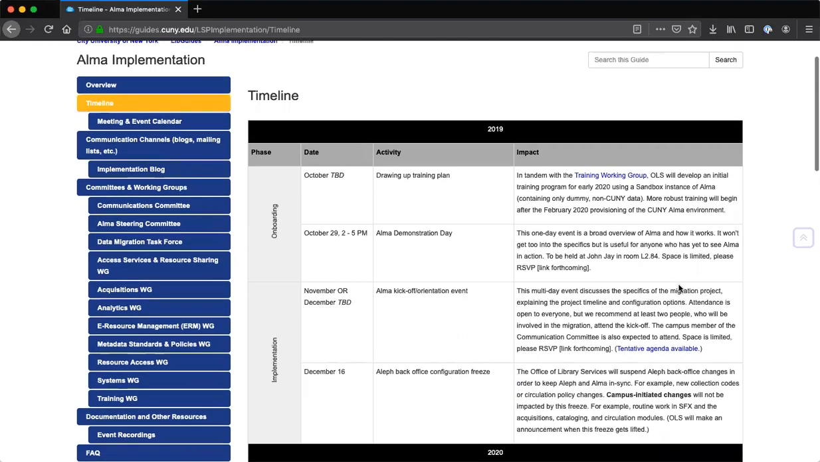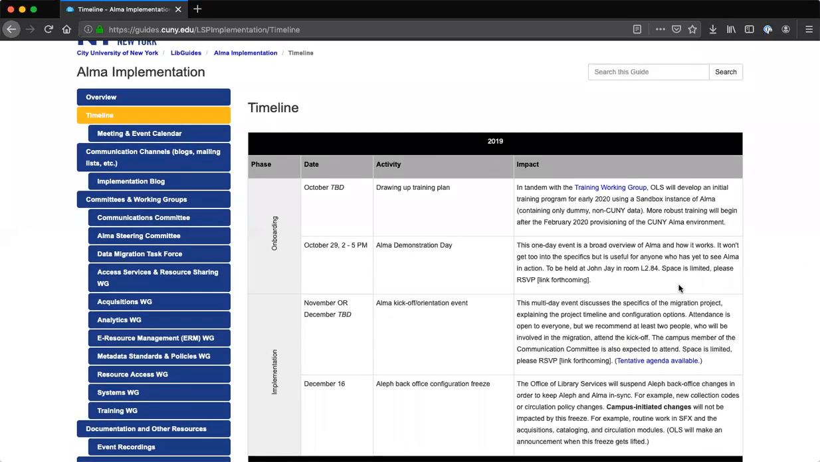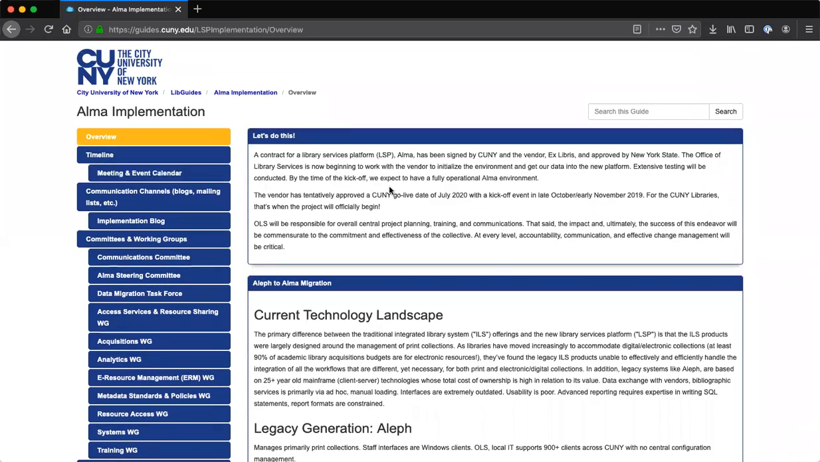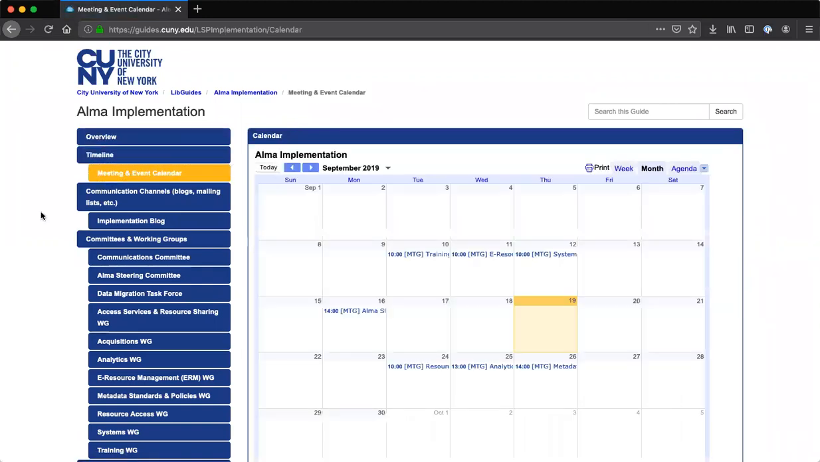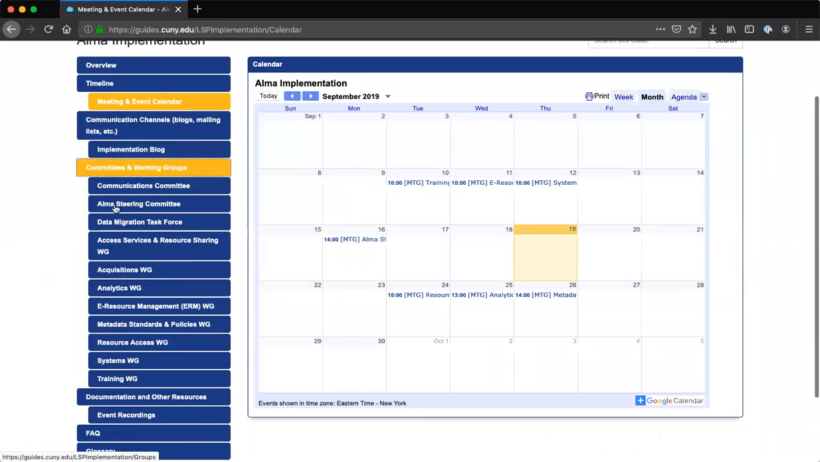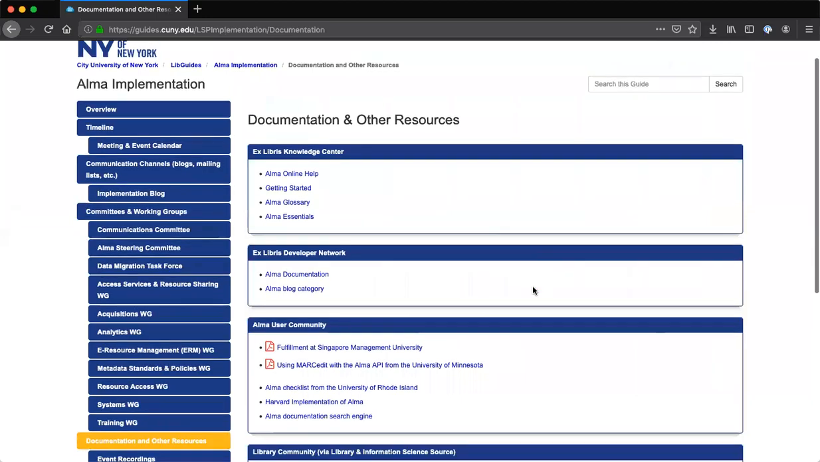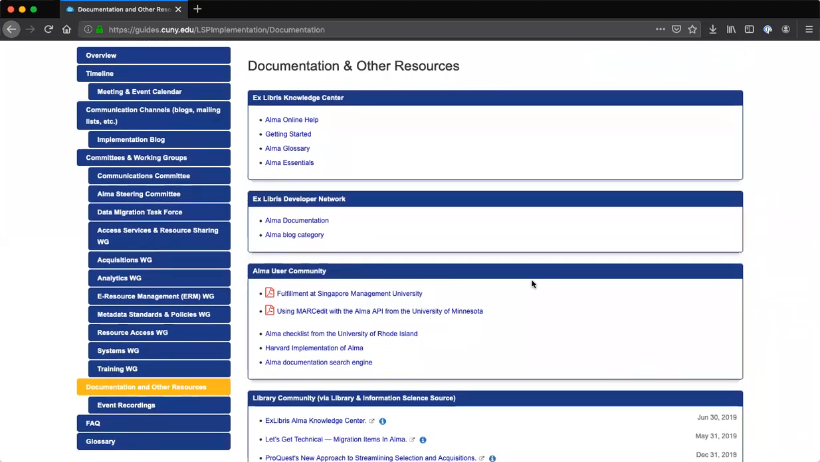Right. Again, this timeline is available on the implementation libguide at guides.cuny.edu/lsp-implementation/timeline. You can review the libguide at your own leisure. We were just on the timeline. You can also see when the working groups and committees are meeting. You can see who's on the committees and working groups. There is a documentation page. If you haven't looked at it yet, you're free to do so.